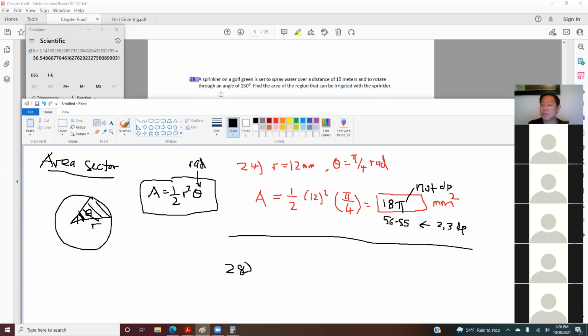I want you guys to read number 28, and figure out on your own how we do question 28. The question will provide you the radius, and the question will provide you the theta. Then you just need to apply the formula.